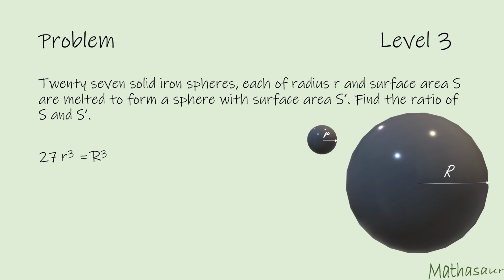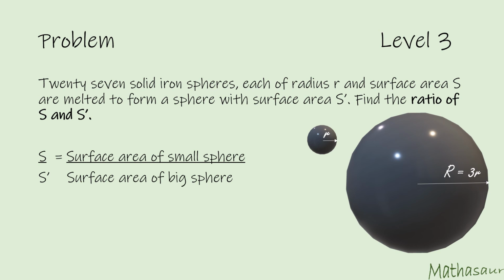Now 27 is also the cube of 3. So 3 small r whole cube is equal to capital R cube. Taking cube root on both sides, we get 3 times small r is equal to capital R. Now we have to find the ratio of s and s dash. Now S is surface area of small sphere and S dash is surface area of big sphere.